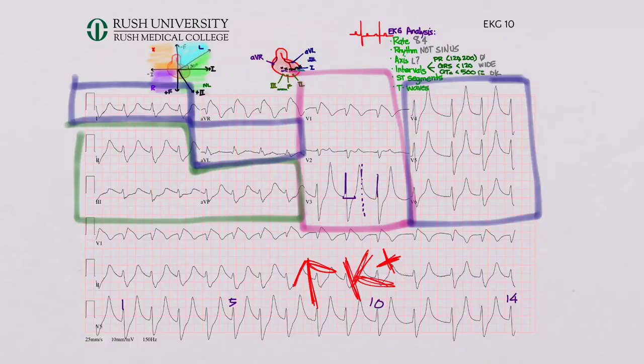As this progresses, it starts as tall, sharp T's, and then the T's widen, the QRS widens, you lose your P waves, and eventually everything stretches out, and it starts looking like a sine wave, they say, because everything kind of just gets stretched out.